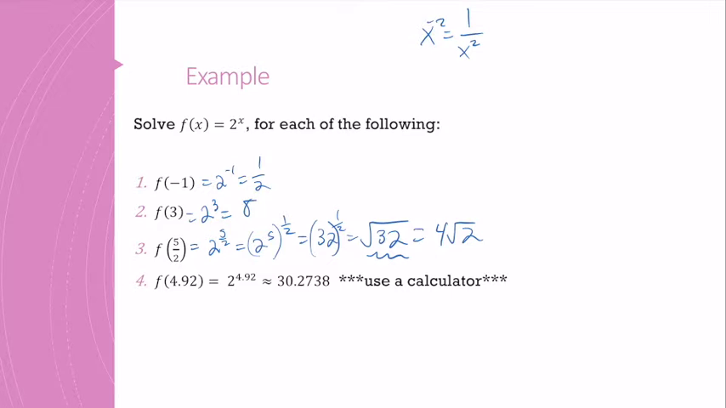Note, if it asks you to find it for a decimal or a radical, go ahead and use your calculator for that one. I'm not going to ask you to do that on the exam, but I think it might be on the homework. So just go ahead and take 2 to the, use your parentheses, 4.92, and that would give you right about, because I rounded, 30.2738.